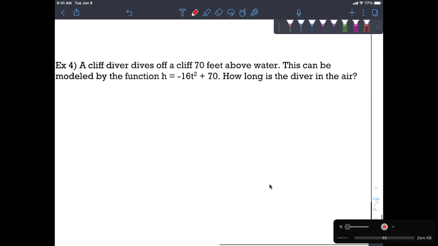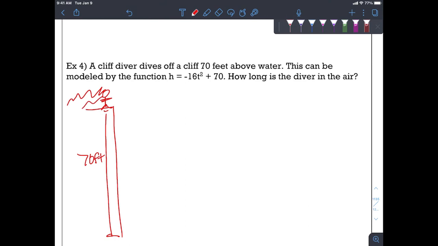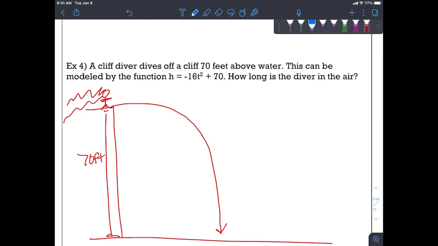All right, next one. A cliff diver dives off a cliff 70 feet above water. So let me go ahead and draw this. 70 feet. Here's my little person. Maybe they have long flowing hair. Okay, and it can be modeled by that function. How long is the diver in the air? So they want to know how long does it take before they reach my ocean down here.